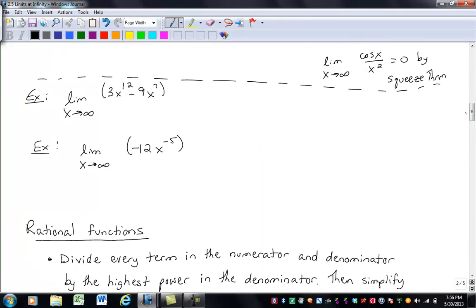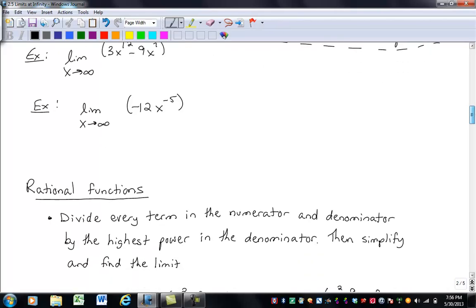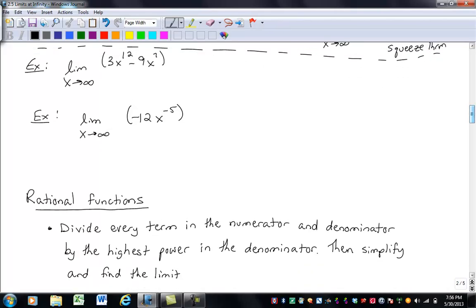And the last two are polynomials. Here I have the limit as x goes to infinity of 3x squared minus 9x to the 7th. Well, since it's a polynomial, as x goes to infinity, the only thing I have to worry about is the highest power term, which in this case is 3x to the 12th. Well, when I plug positive infinity into x to the 12th, I'll get positive, really big numbers. And when I multiply them by 3, they're just bigger. They stay positive, though. So this limit works out to infinity because the limit of the leading term, the highest power term, gives me infinity.